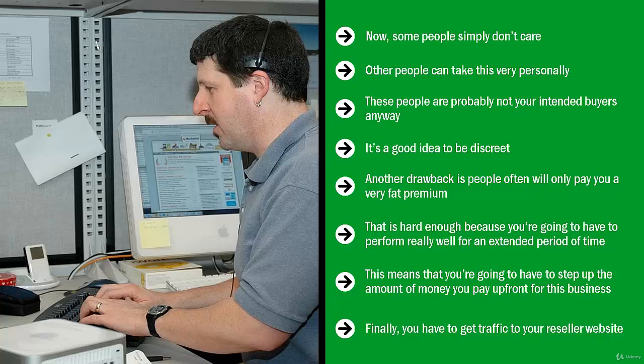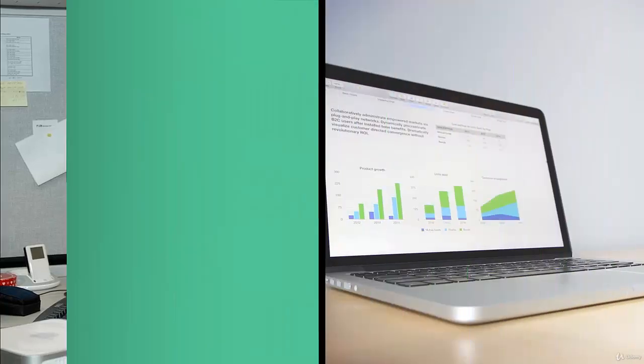Finally, you have to get traffic to your reseller website. This means that you have to go to forums, message boards, Facebook groups, and pages that already actively resell the Fiverr services you are reselling. Go there. Get people excited. Post your offer, and when they click, they'd go to your reseller website.